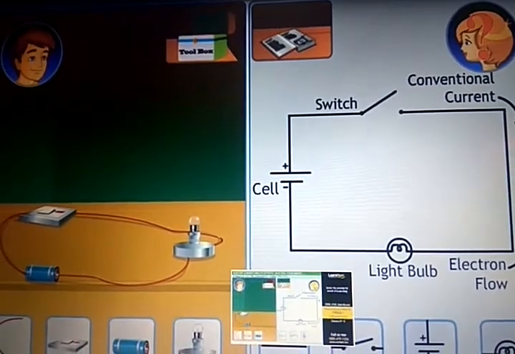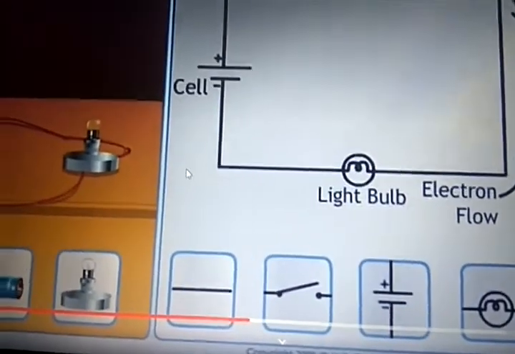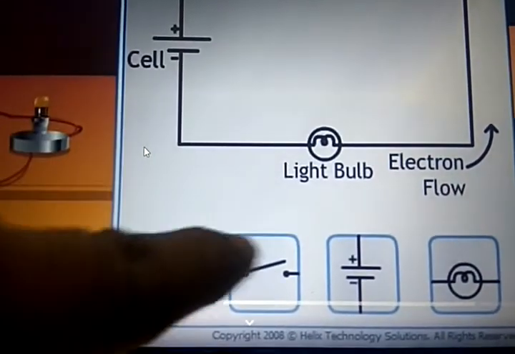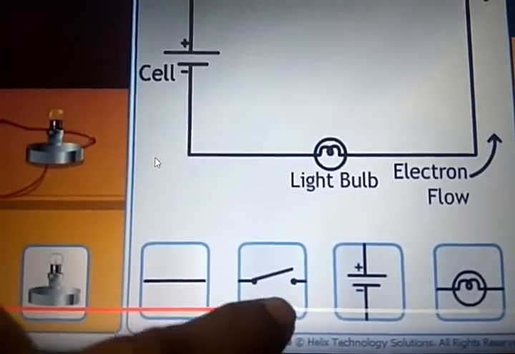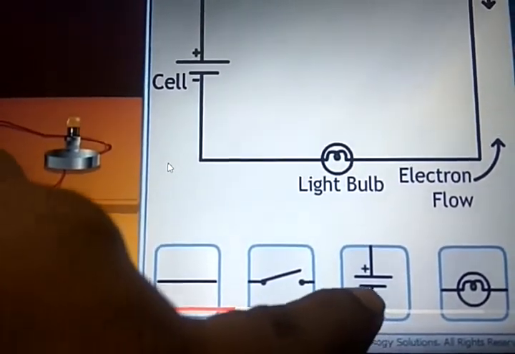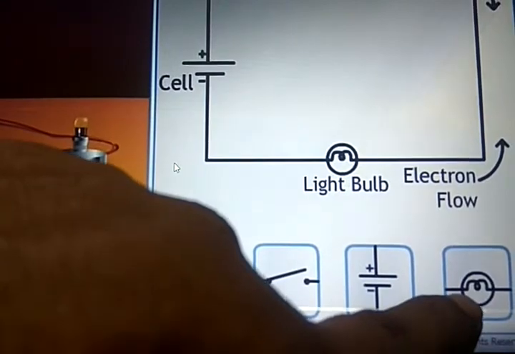Okay. Dear students, these are the different symbols of electric components. The first one is electric wire, switch, battery or cell. This is cell. Okay, and this is bulb.